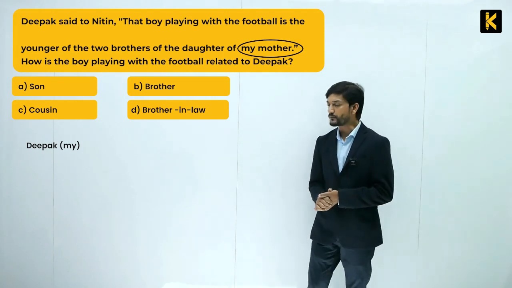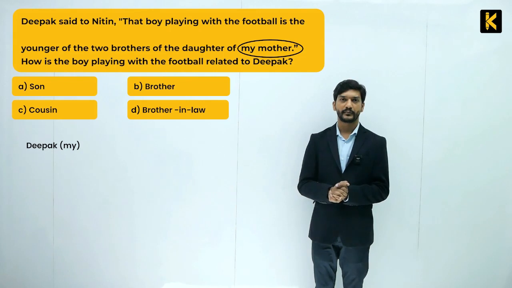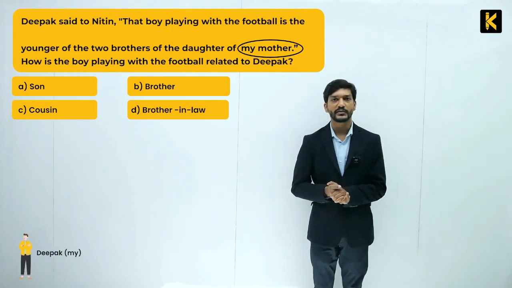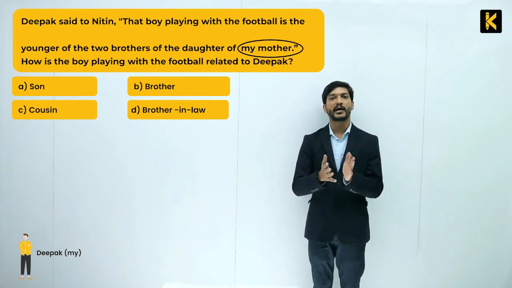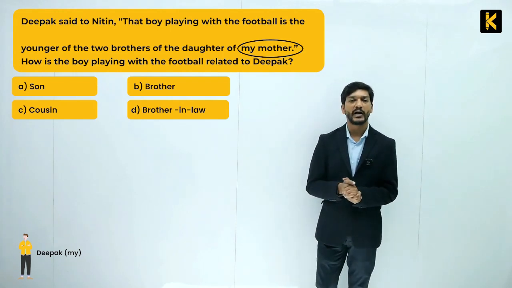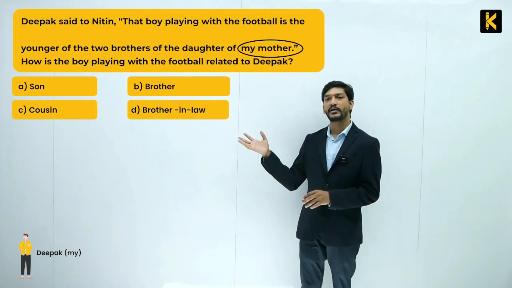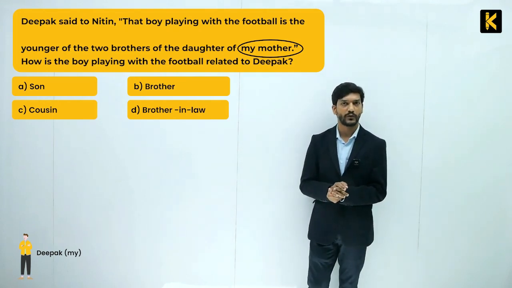So first let me draw this my mother. So my means Deepak. So let me show Deepak first. For Deepak, my word is used. So in the bracket, let me write my as well. So my word is just for your convenience, so that you can see my word in the statement is written for this person.